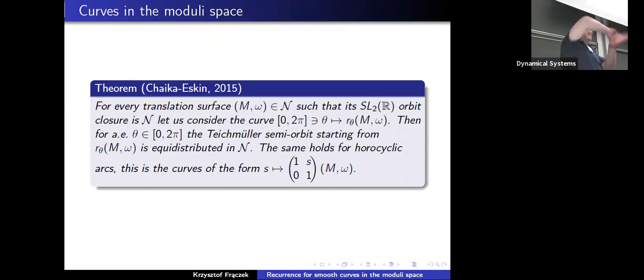So we have a surface and we start to rotate this surface. Of course, we obtain a curve in the moduli space this way. The other type is given by horocyclic arcs emanating from any surface. And for these two kinds of curves, Chaika and Eskin proved that for almost every starting surface from each such curve, the positive Teichmüller semi-orbit is equidistributed in the moduli space N, where N, in fact, is the SL2R orbit closure of this starting element.